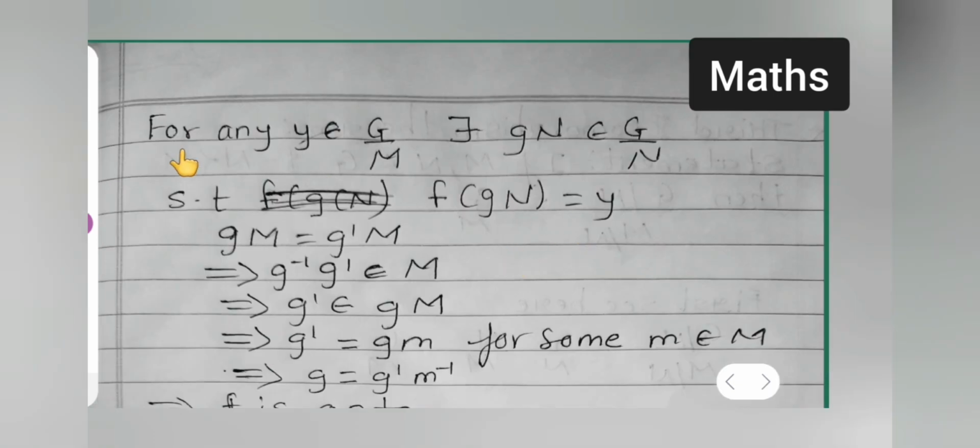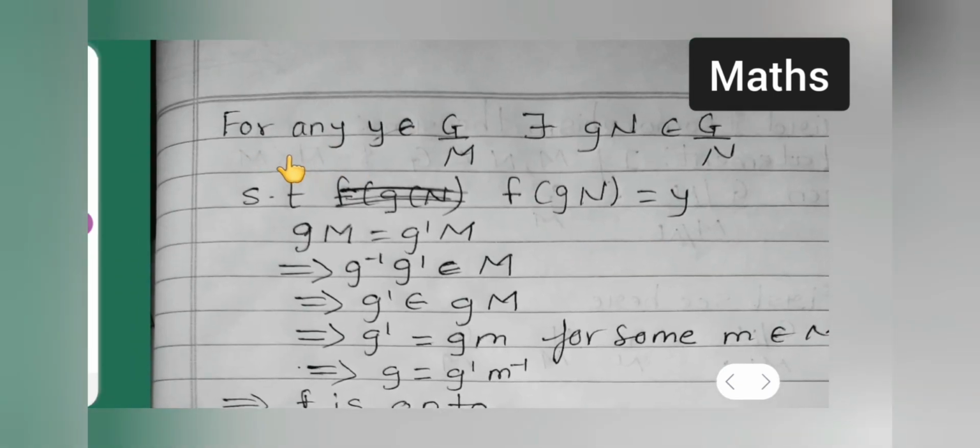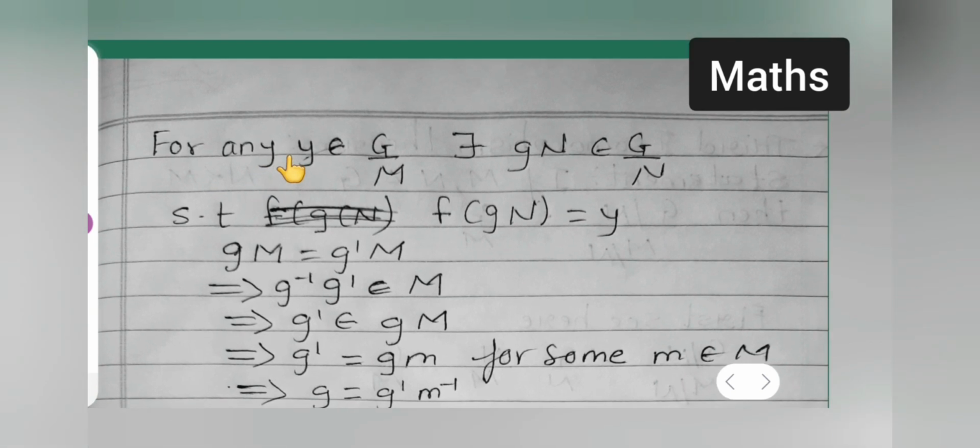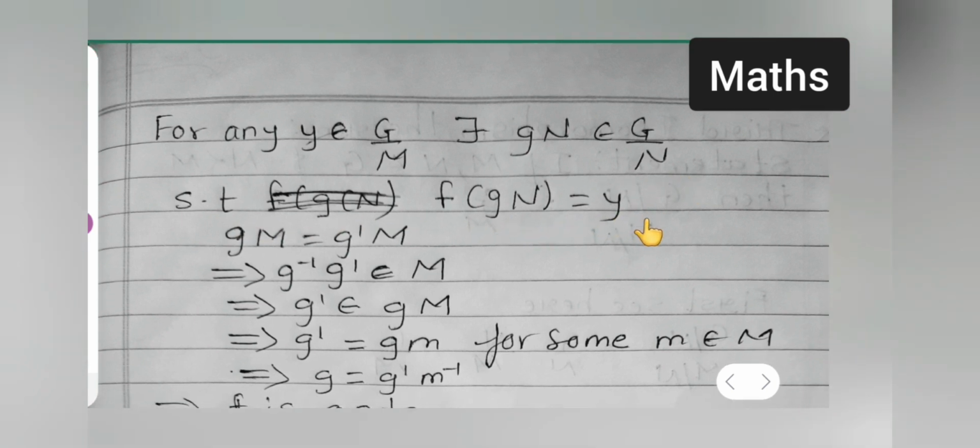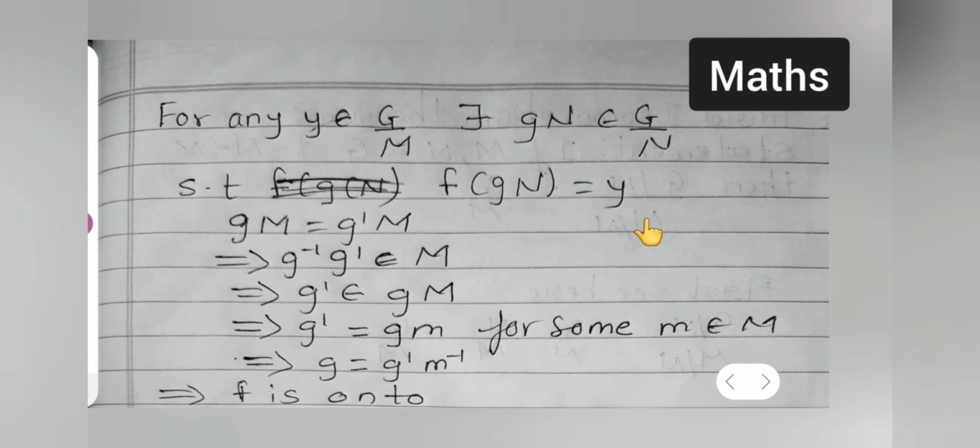For that, what is the statement? For any y belonging to G upon m, there exists gn belonging to G upon n such that f of gn is equal to y. This is the statement. Taking this, we have to prove that f is onto.